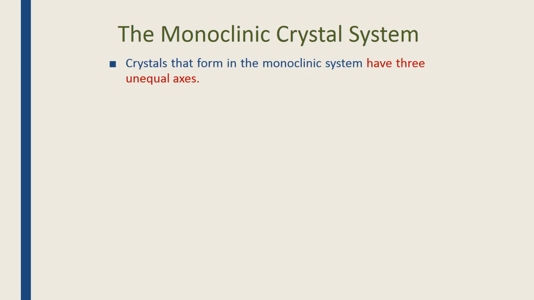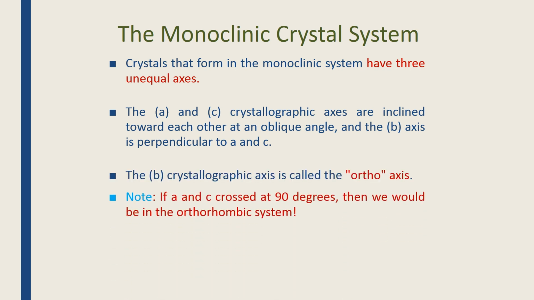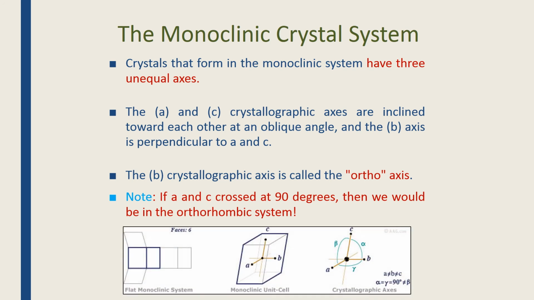The monoclinic system, from its name, has 3 unequal axes, but the A and C crystallographic axes are inclined toward each other at an oblique angle, and the B axis only is perpendicular to A and C. Same thing, if C crossed at 90 degrees, then we would be in the orthorhombic system. Here is a figure for the monoclinic crystal.